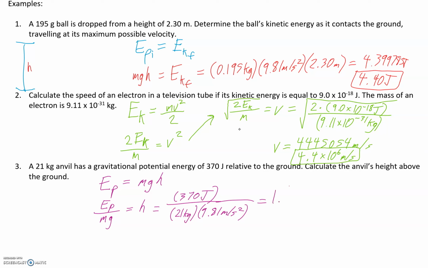So 370 over 21 times 9.81 is 1.796 meters. And that is 2 sig digs, so 1.8 meters would be the correct answer.